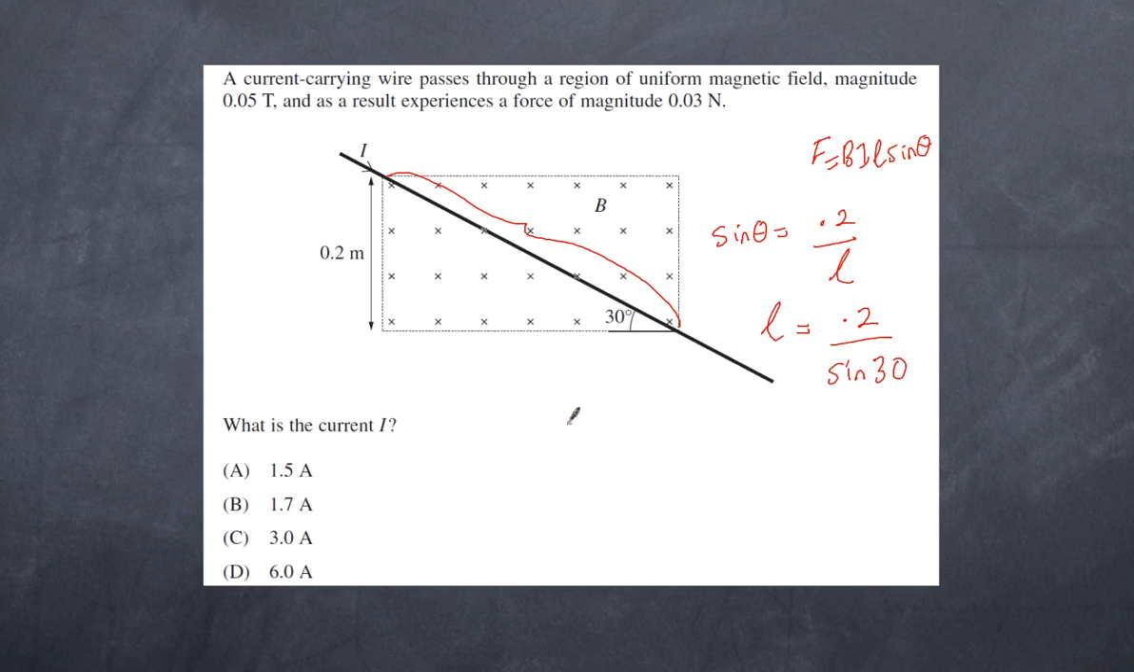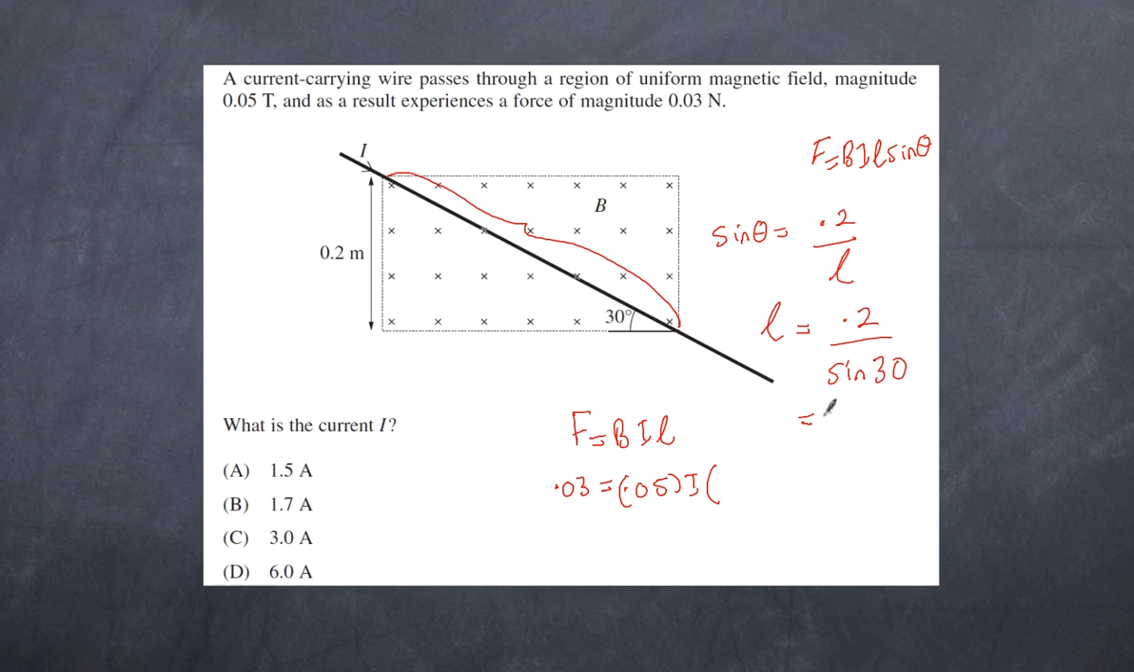So we also know, of course, that F equals BIL sine theta. Now I'm going to remove the sine theta because sine theta is 1 in this case. So I've got F, and F of course is 0.03. B is 0.05. The current is what we're going to look for, the current is I. And the last thing is the length, and this time we know it's 0.2 over sine 30.